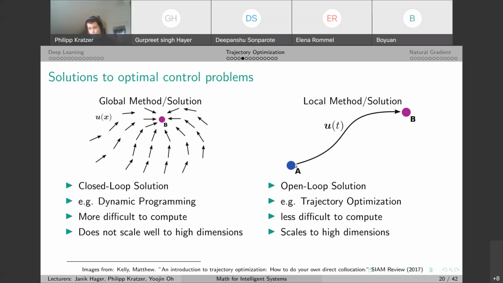Trajectory optimization is a local method, so we are only interested in one start state where we are, and we're just interested in the trajectory, how we end up in this goal state B. And yeah, we also only compute one trajectory and only know here what we need to do. And it's a simpler problem because we don't need to know it everywhere, so it should be less difficult to compute. And also it scales better to higher dimensions. Makes sense because we need just one trajectory and not a solution for everywhere.